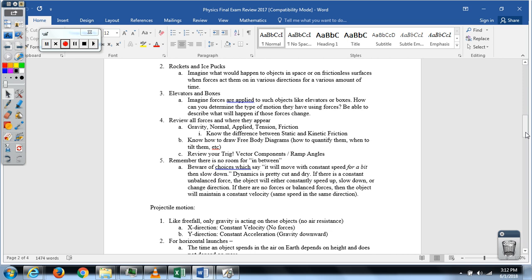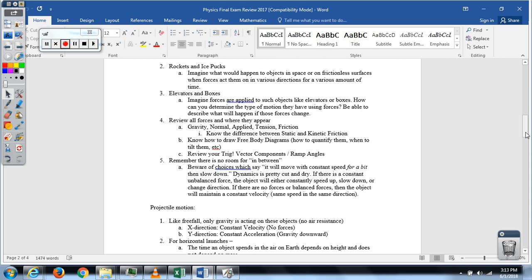Alright, so we talked about the rockets. Again, the ice puck would be the same situation. I could present questions to you in either one of those contexts, and it allows you to think about ignoring air resistance or any frictional force. So as long as you understand that unbalanced forces lead to acceleration, balanced forces lead to constant velocity, that's important. Elevators and boxes. Imagine forces are applied to such objects like elevators or boxes. How can you determine the type of motion they have using forces?